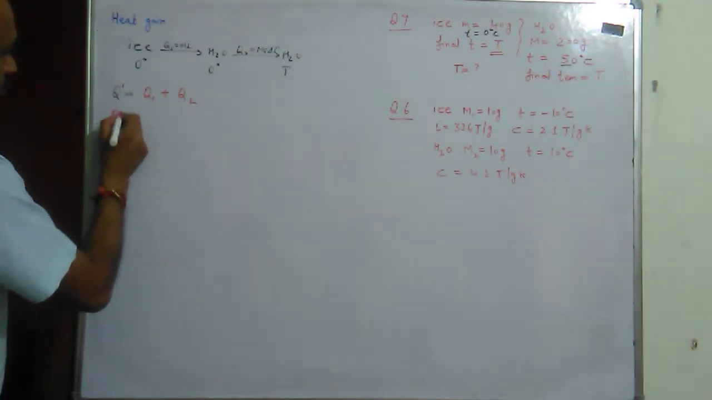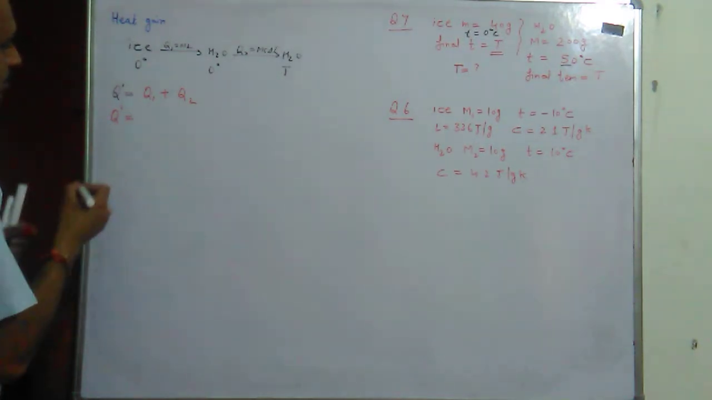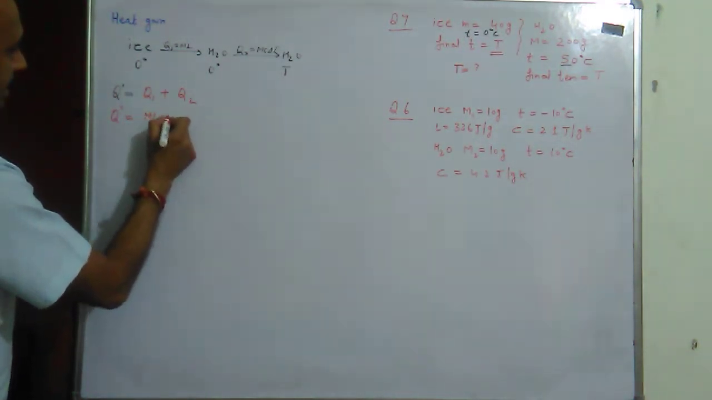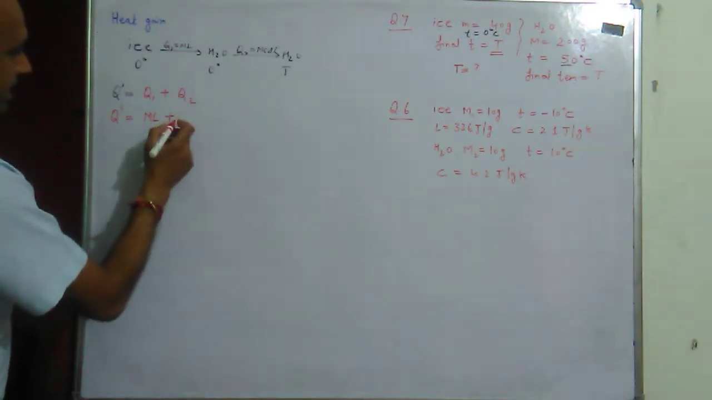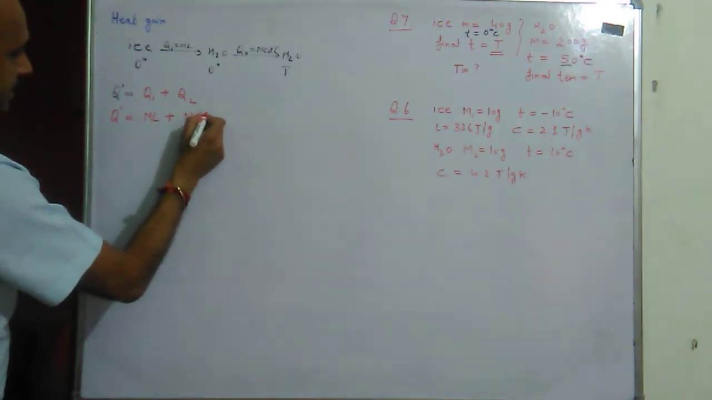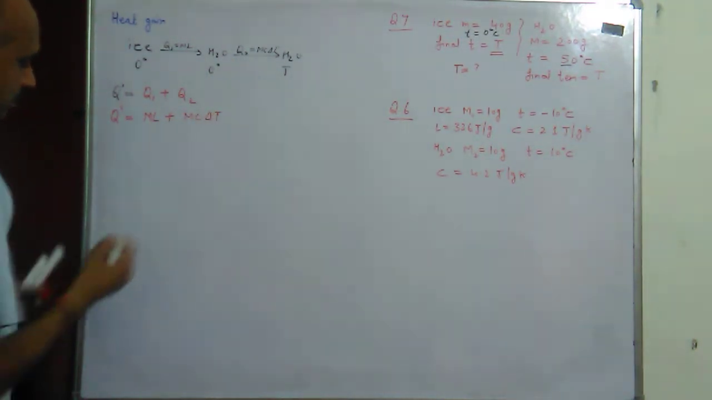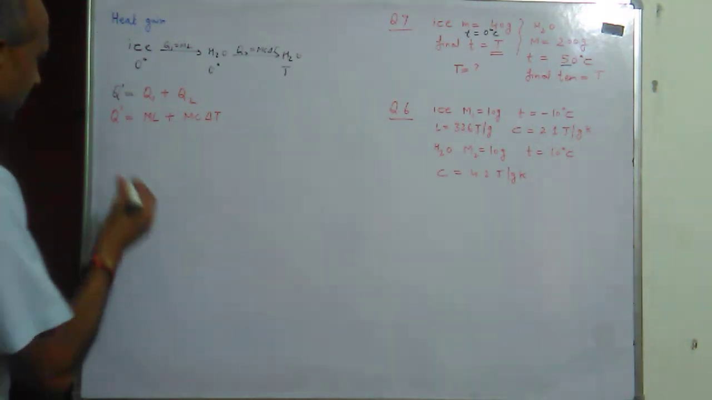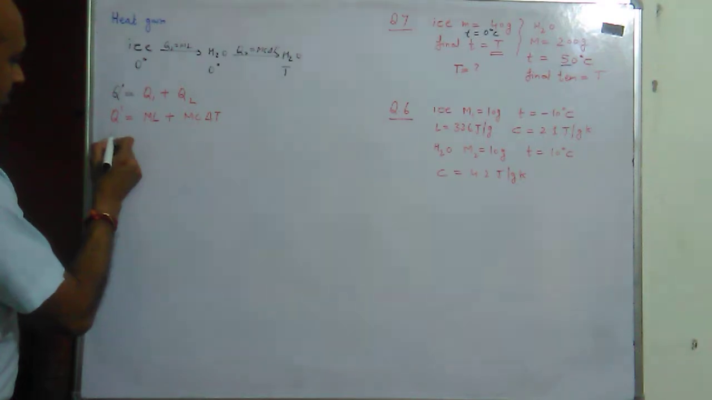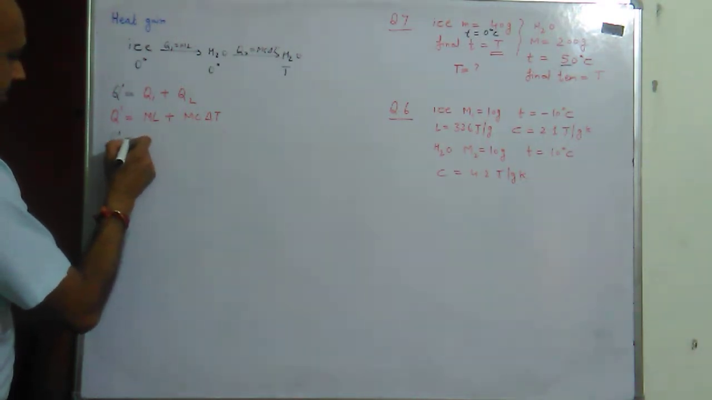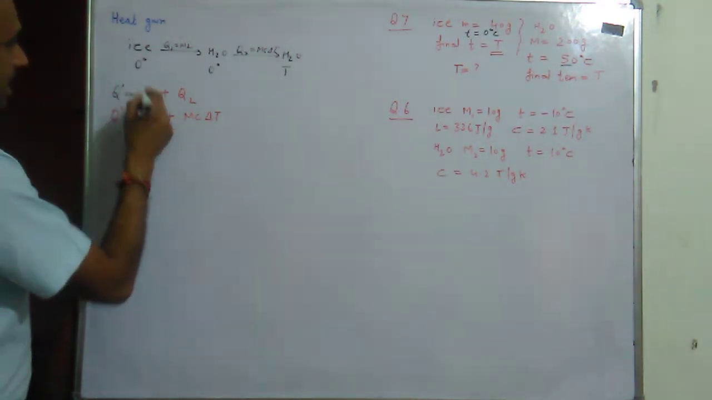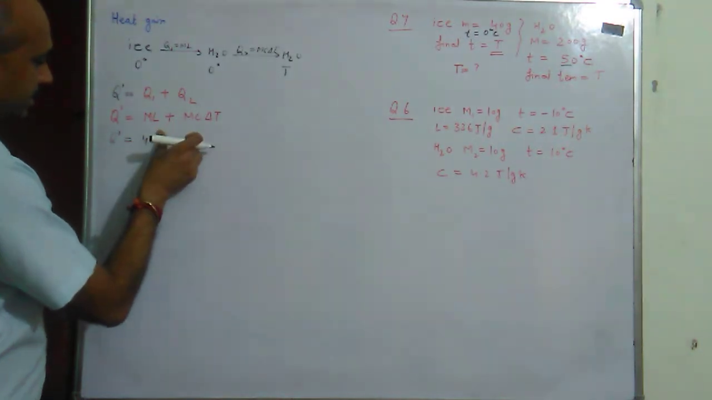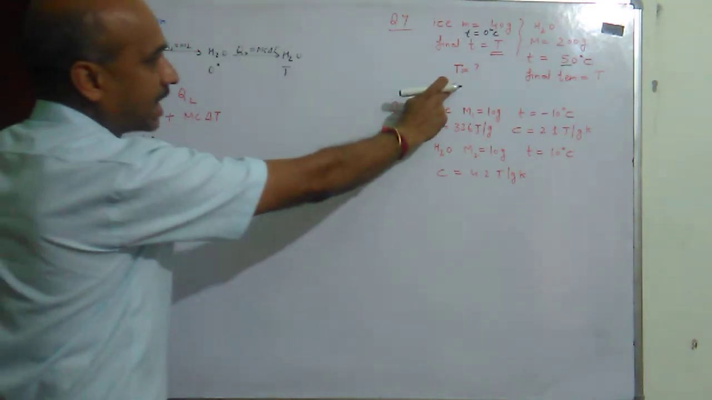So Q dash equals Q1, which is mL, plus Q2, which will be mc del T. Now write down the values of these things. So we have Q dash equals mL. The mass is 40 grams, it is given to us. And what is the value of L?